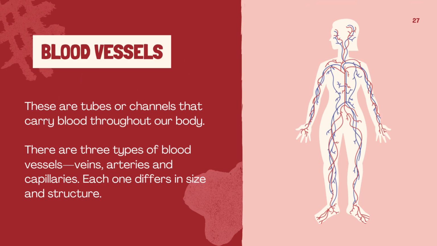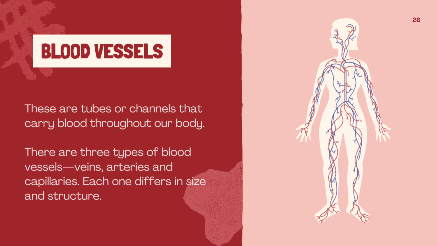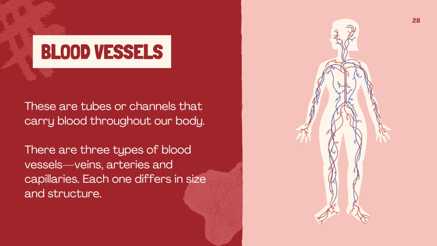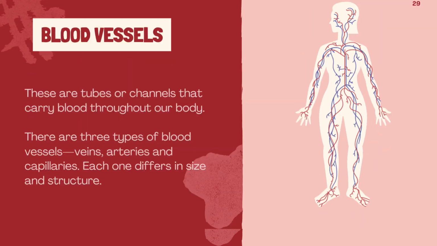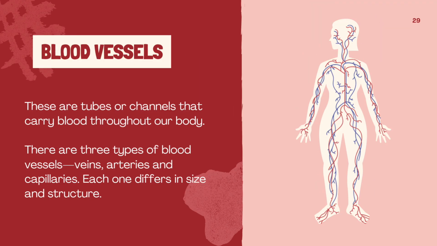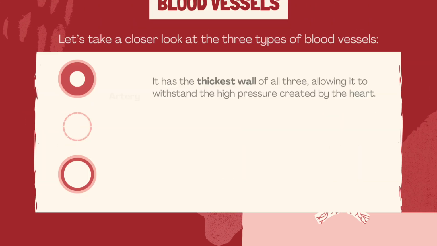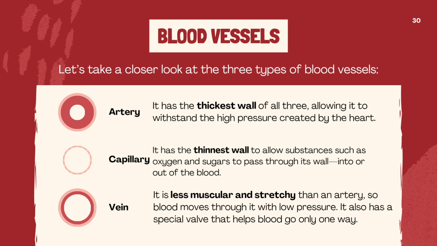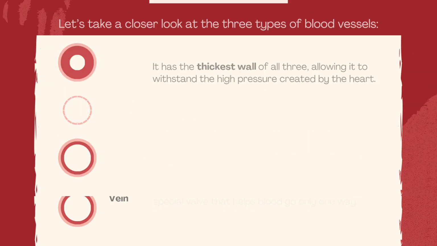Blood vessels. These are tubes or channels that carry blood throughout our body. There are three types of blood vessels: veins, arteries, and capillaries. Each one differs in size and structure. Let's take a closer look at the three types of blood vessels.